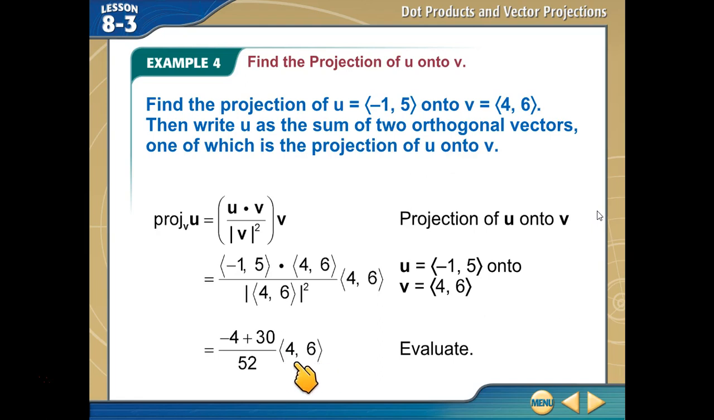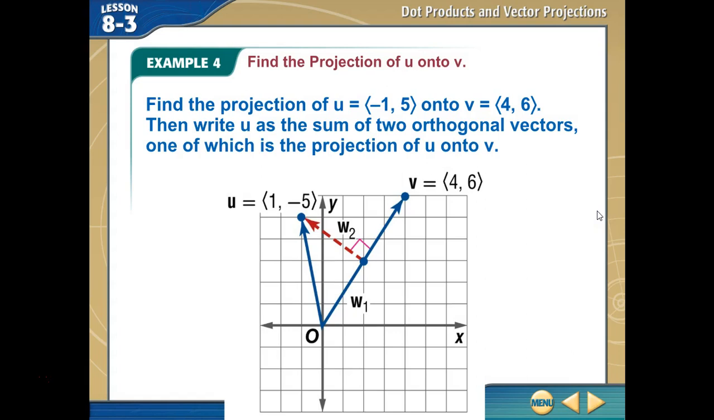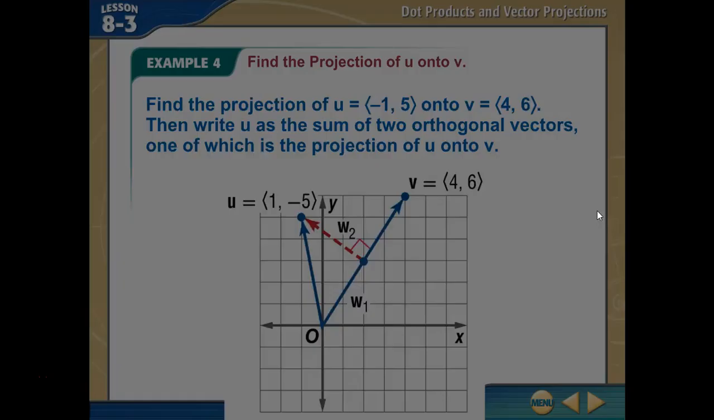All right, so it gives us some modified vector at the end, and that would be, if we go back to our picture, what we're finding is this, W1. So we found that using the projection formula.